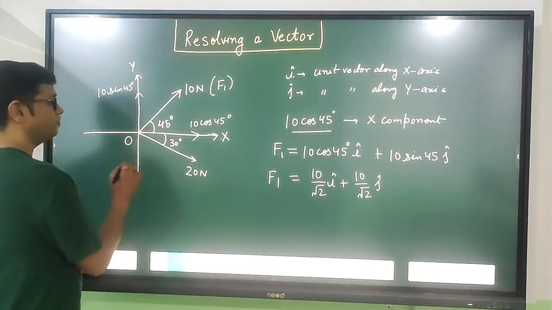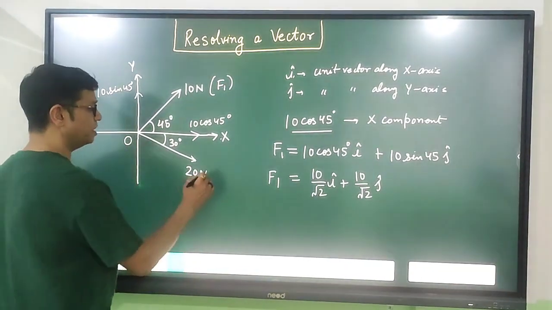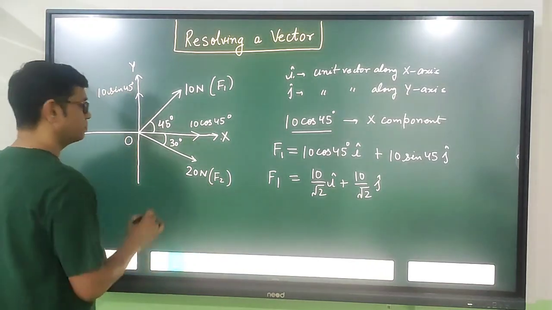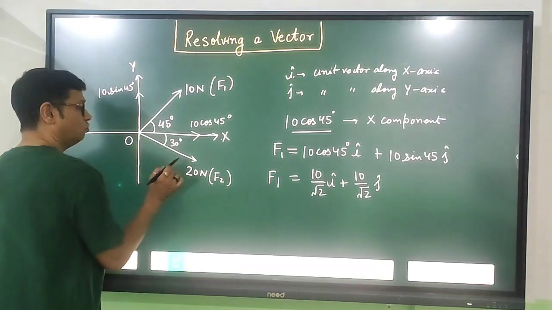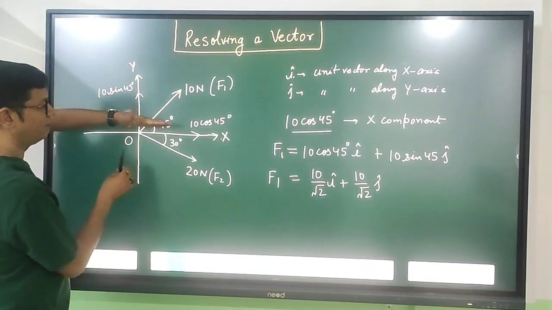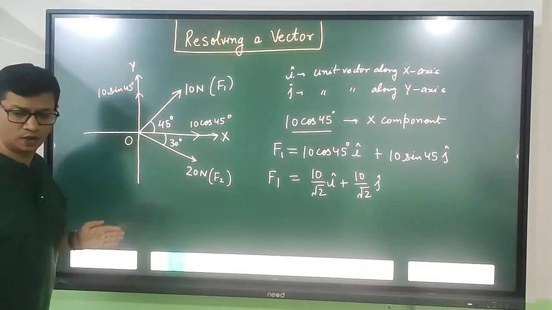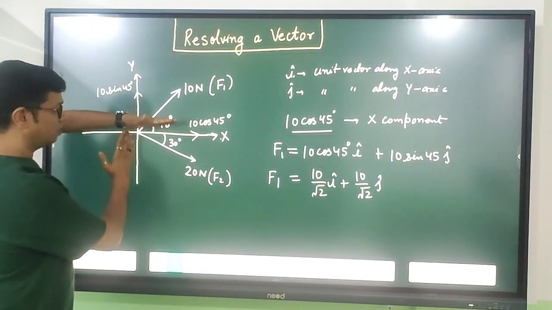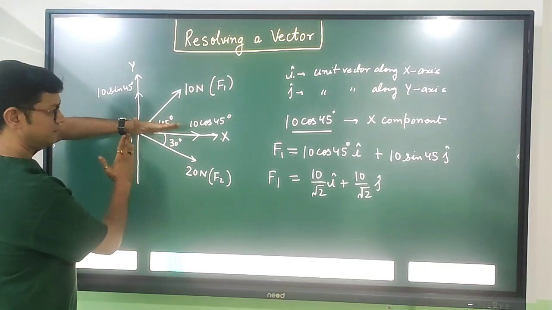Similarly, when we have to resolve this 20 Newton force, let's call this F2. F2 will be resolved like this. This is your F2 vector. It will have two components, one along the positive x-axis and one along the negative y-axis, like this.